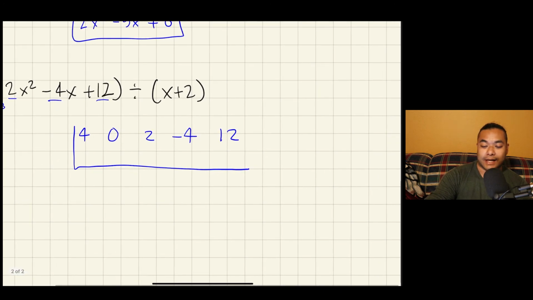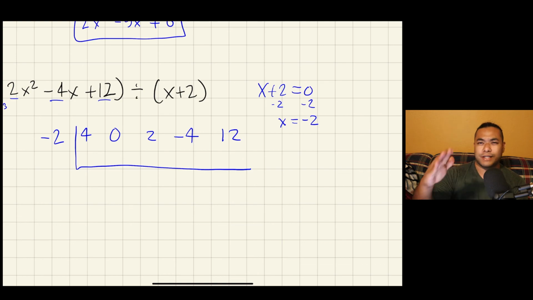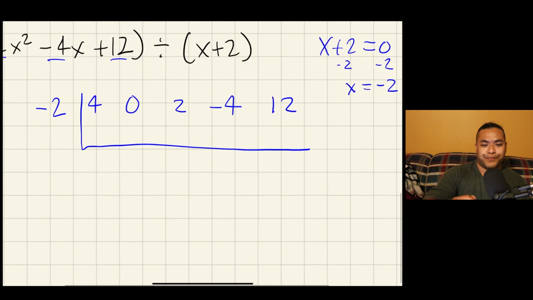And I take x plus 2, set it equal to 0, solve for x, so minus 2 on both sides, and x equals negative 2. That's what I'm going to synthetically divide by. It works. It makes all of these check out. So pause if you want to try this on your own.